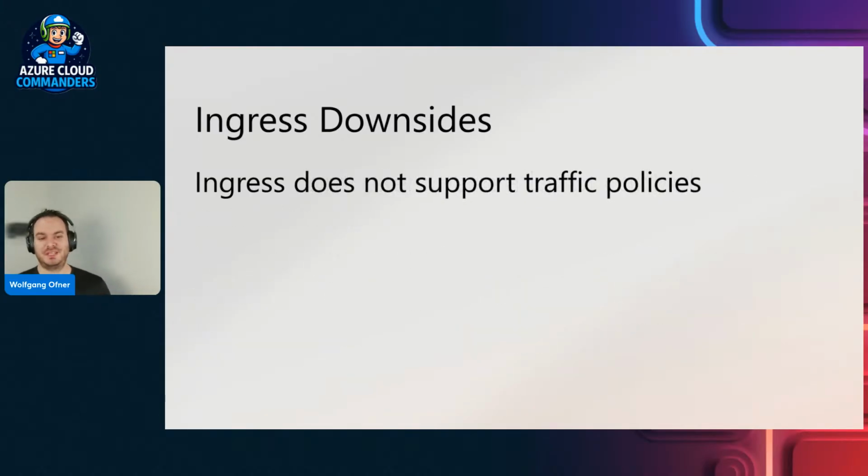Then there are more downsides. The next one's not such a big deal, I think: ingress doesn't support traffic policies. For example, you can't configure what backends are allowed to talk with each other. There are many other tools, so I don't consider it a big problem, but it would be nice to have. And the Gateway API supports this.